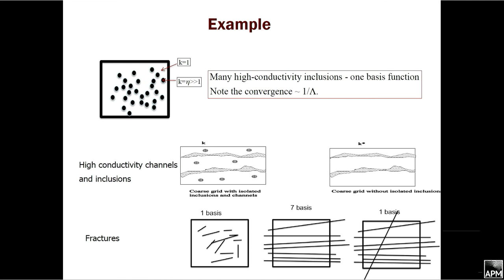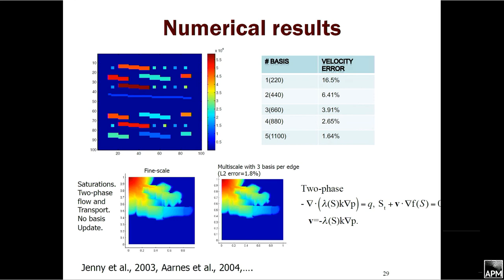Maybe a different example. This is an example for the flow equation for two-phase flow. This is a simple example with very many channels. We have a 10 by 10 coarse grid block. We look at what's known as two-phase flow, which is used in the petroleum industry.